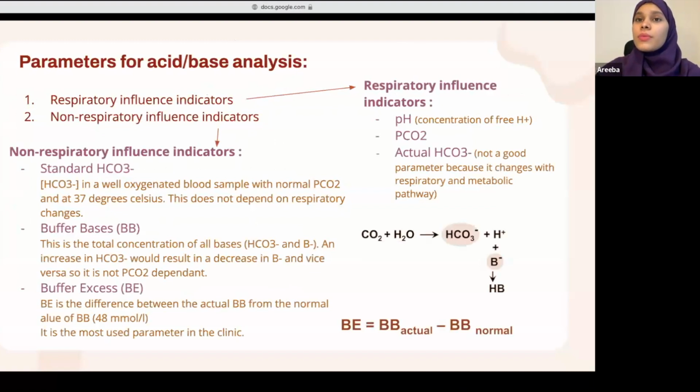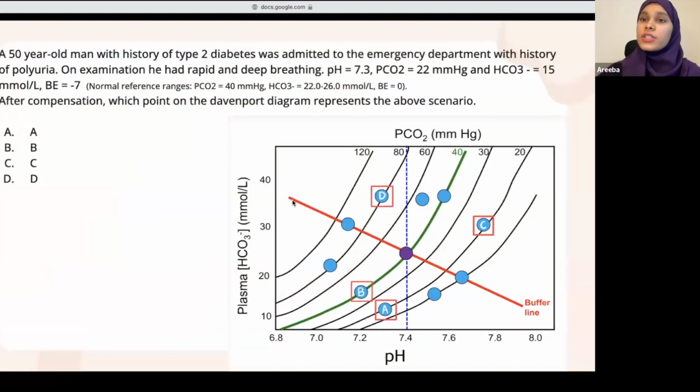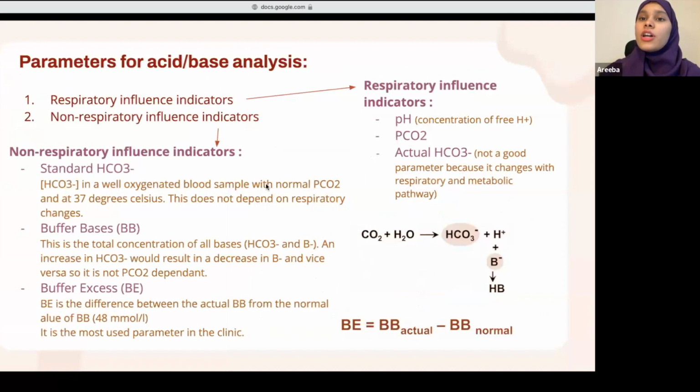So we're just going to look at the parameters for acid-base analysis. We have 2 types of them. We have respiratory influence indicators, and we have the non-respiratory influence indicators. One tells us it's because of the respiratory influence, and the other is metabolic. So for respiratory influence, the list is really small. It's pH, PCO2, and actual bicarbonate.